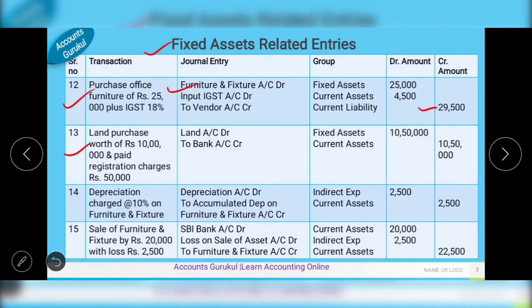So अगर कोई machinery purchase की है and at the time उसको installation charges कुछ लग रहे हैं, तो that installation charges भी हम लोगों को capitalize करना है, and that's going to be added with that assets. So land purchase करने के लिए registration charges 50,000 pay किया हुआ है, to our land's value is going to be increased by that amount. So the 10 lakh plus this 50,000, so total land account debit is 10 lakh 50,000, and to bank account credit is 10 lakh 50,000.